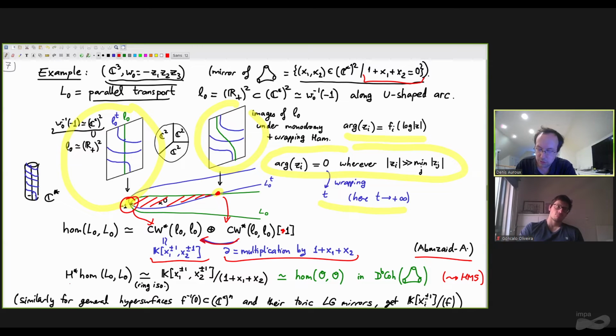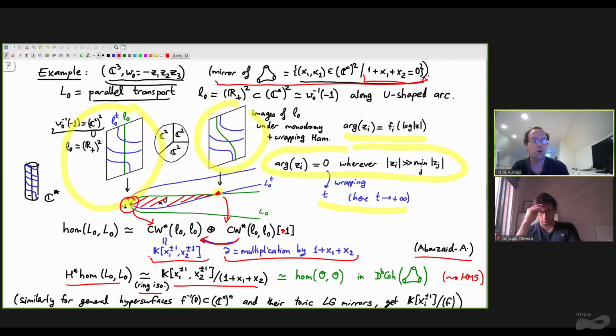So at the end of the day, the Floer cohomology is isomorphic, in fact, as a ring to, well, this map is injective, and so it's the cokernel that comes up. It's the quotient of Laurent polynomials in 2 variables by the ideal generated by 1 plus x1 plus x2. And this is exactly the ring of regular functions on this pair of pants in the algebraic sense, which is why I'm only looking at Laurent polynomials, not all holomorphic functions.